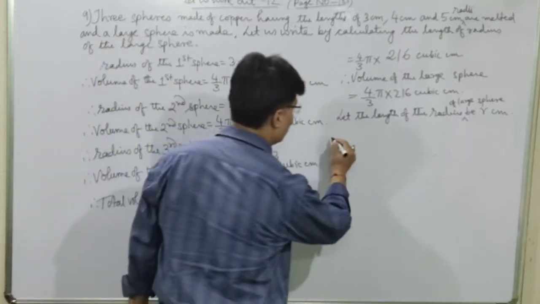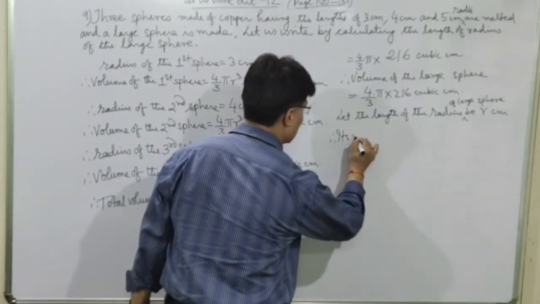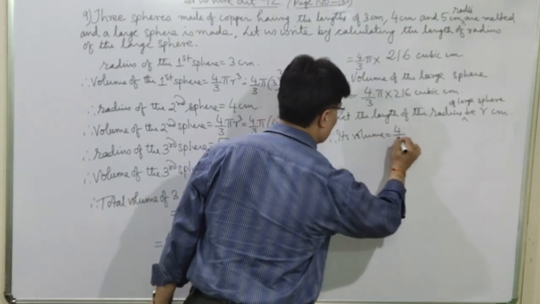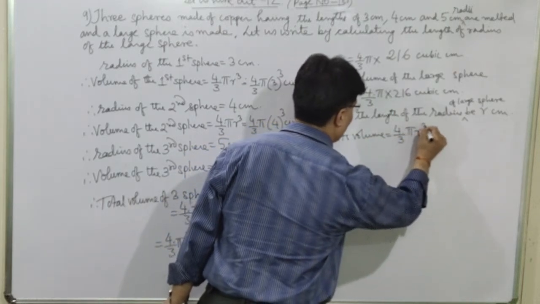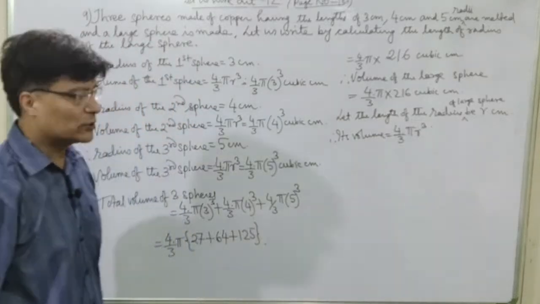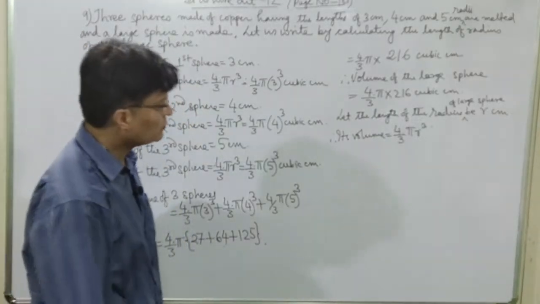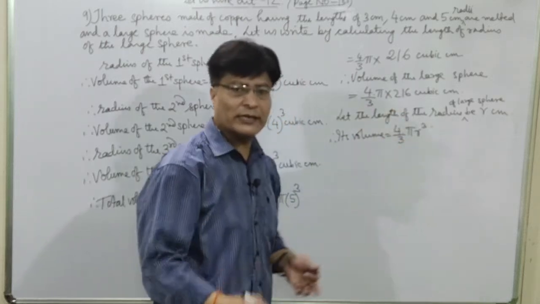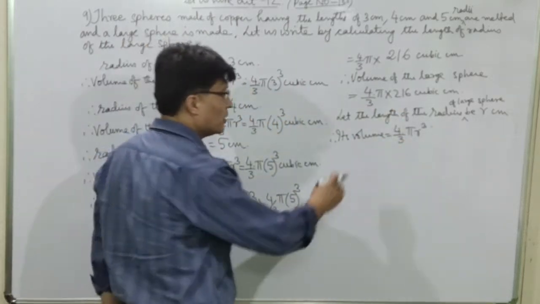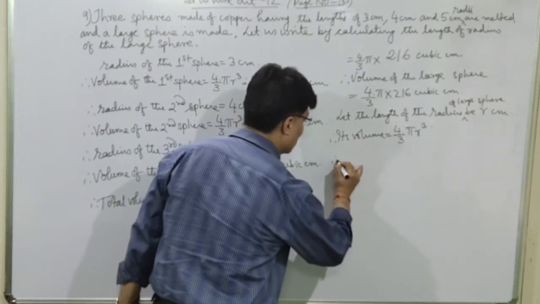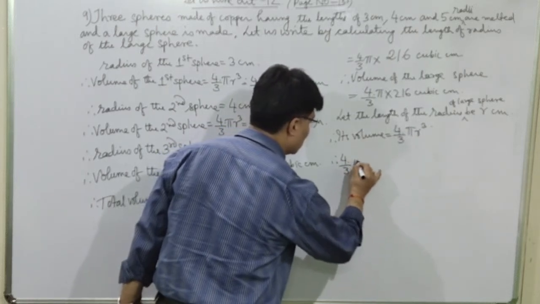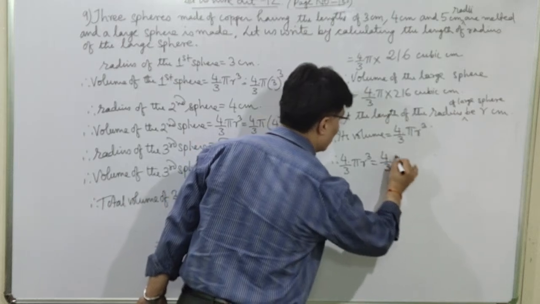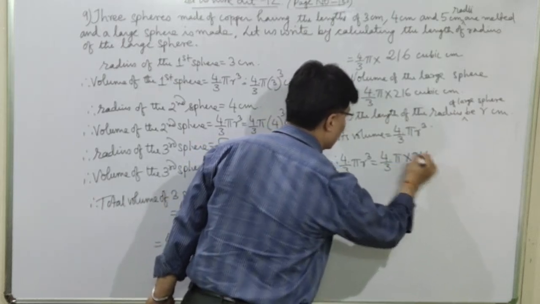So let us find out its volume. Its volume is equal to 4/3 pi r cube, right? It is 4/3 pi r cube. So you say formula. So you can equate these two now in order to get the radius of the large sphere. Okay? So these two must be equal. Therefore 4/3 pi r cube is equal to 4/3 pi into 216.